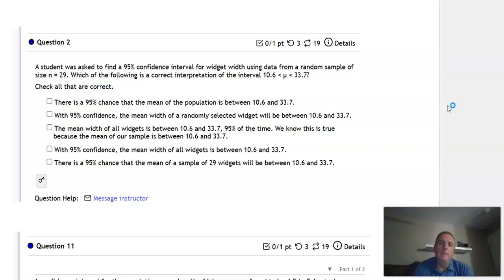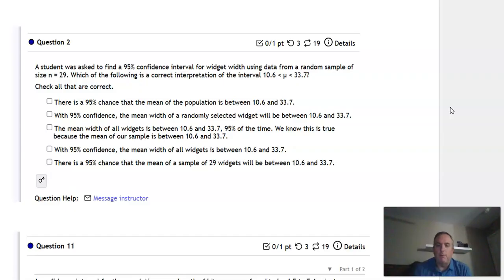A student was asked to find a 95% confidence interval for widget length using data from a random sample of size n equals 29. Which of the following is a correct interpretation of the interval 10.6 is less than mu is less than 33.7? So that would be our confidence interval from 10.6 to 33.7. All right, so I see the first choice starts with there is a 95% chance, and we can automatically eliminate that because probability doesn't really apply to a confidence interval.